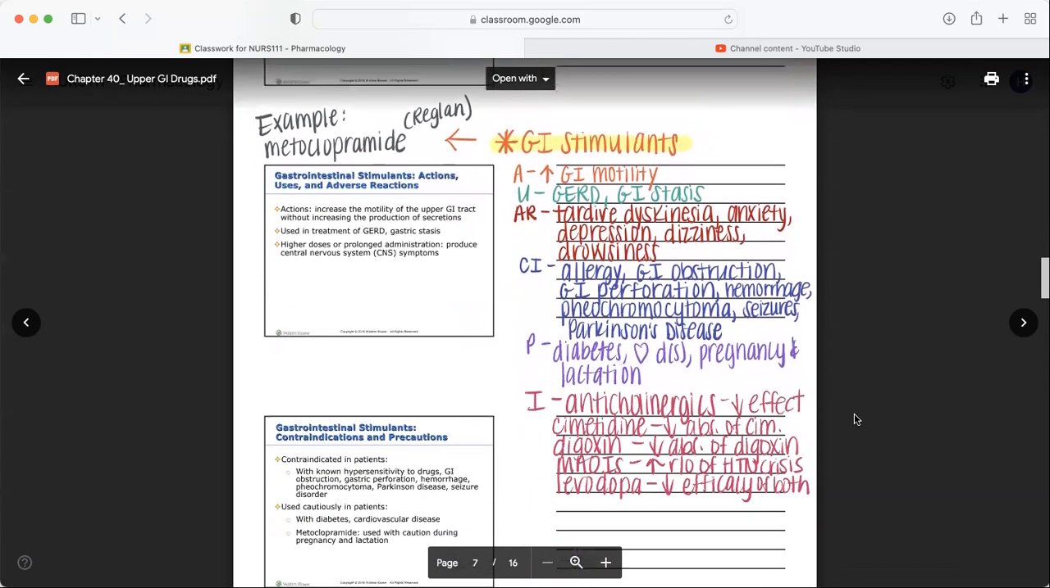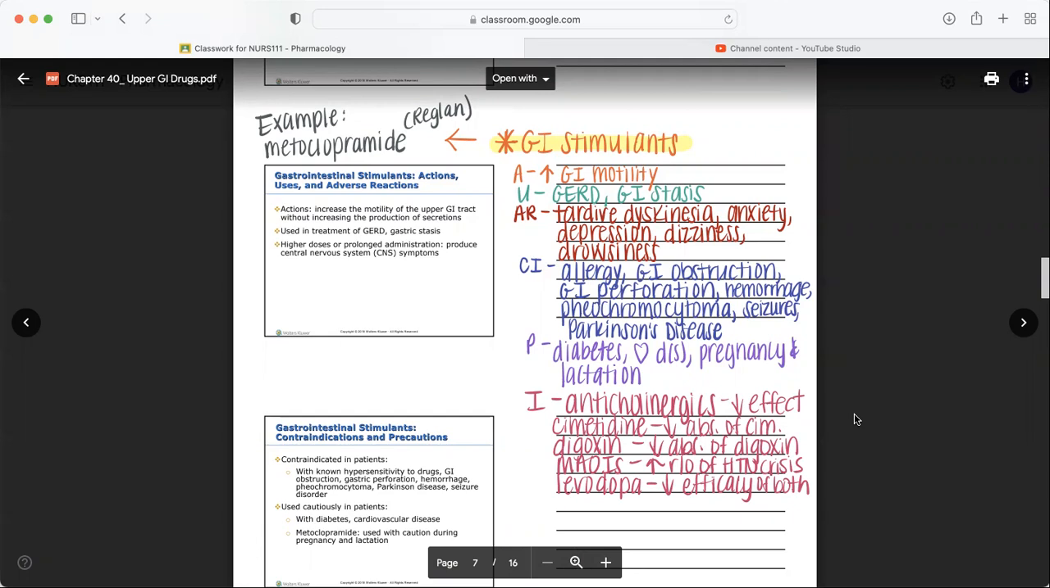Okay, GI stimulants. These increase GI motility. The big one, metoclopramide or Reglan. Remember, this is for reflux or GI stasis. The tummy is not moving the right way or not moving fast enough. We need to increase peristalsis, right? Increase motility. Tardive dyskinesia. Remember that? Involuntary rhythmic movements of the tongue, the chewing, the mouth, maybe even the peripheral body parts like your arms or your legs. That's tardive dyskinesia. Also, anxiety, depression, dizziness, or drowsiness can occur when taking metoclopramide or Reglan, a GI stimulant.